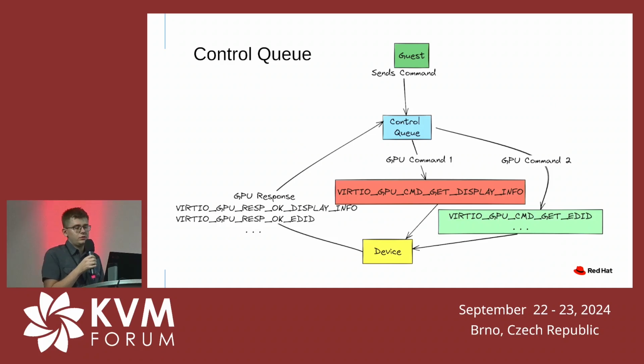The main queue in the VirtIO GPU device is the control queue. It's responsible for handling most of the commands. The commands come in the form of requests, such as get display info or get EDID. The device processes these commands and can return responses that contain the specific display info or the EDID information of the display.